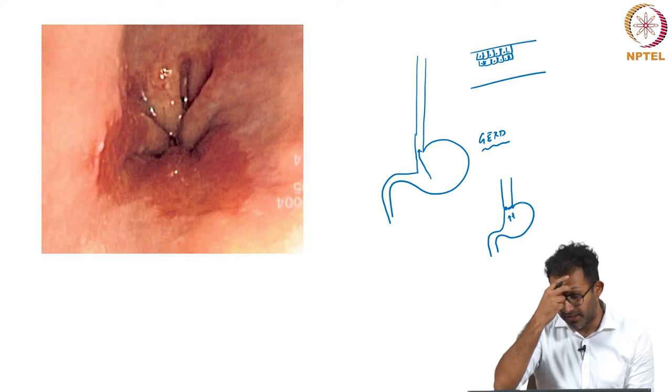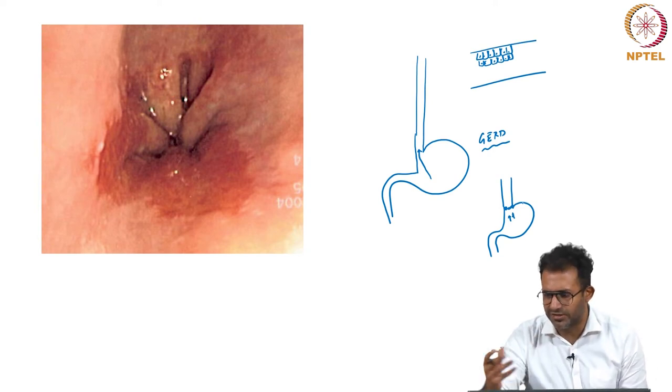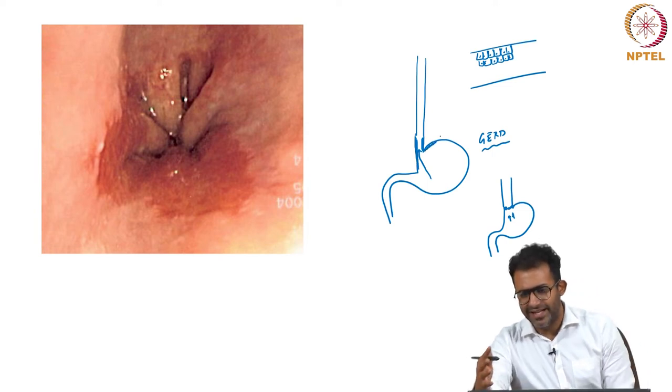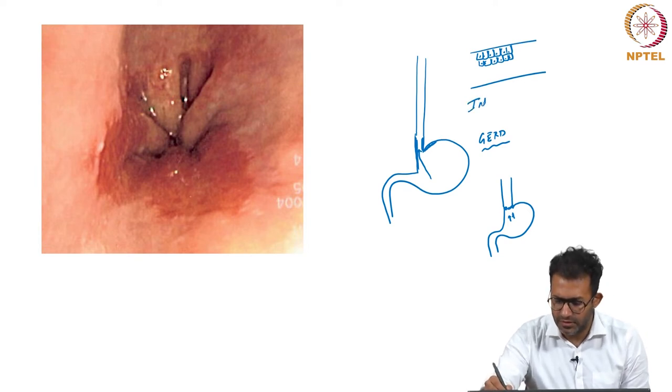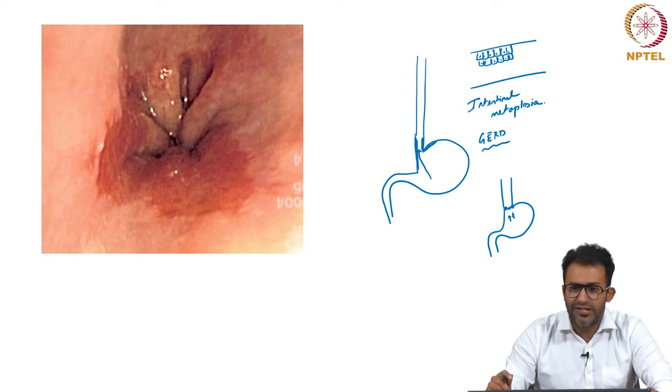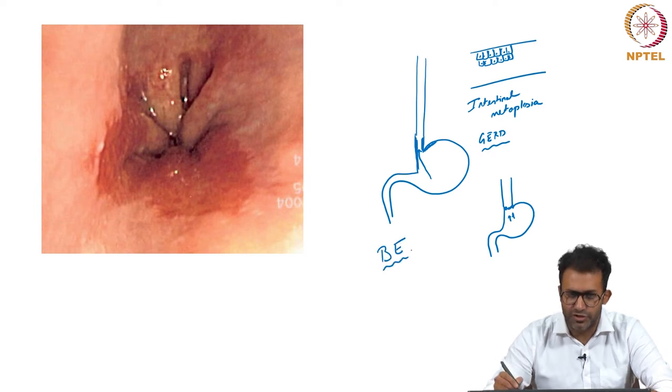But when these muscles or the sphincter get relaxed due to multiple reasons, it can be due to an excess production of acid, it can be due to a whole host of factors, including genetic factors, this acid can reflux back and damage the epithelium over here. So the epithelium of the lower esophagus starts resembling the epithelium of the stomach. This is called intestinal metaplasia. This can predispose to cancer. This intestinal metaplasia is called Barrett's esophagus, in short BE.